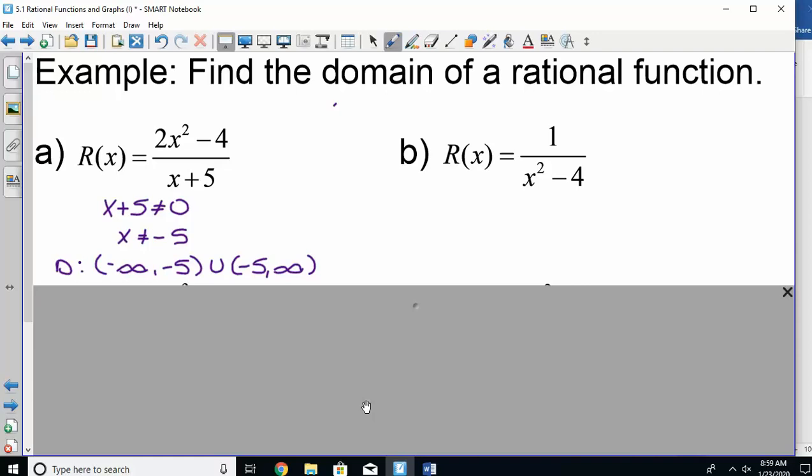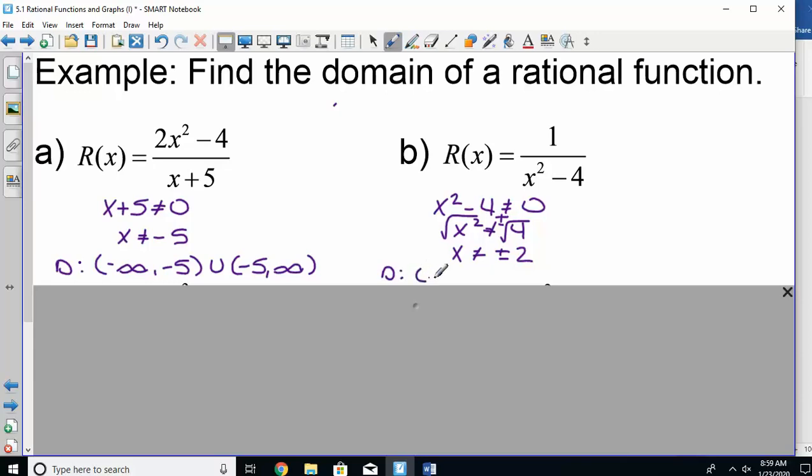B. So I know in looking at this, my denominator cannot equal 0. So x squared cannot equal 4, then what would you do? If you add a square root, you mean? So x cannot equal plus and minus 2. So since it's more than one value, you could leave it like that.